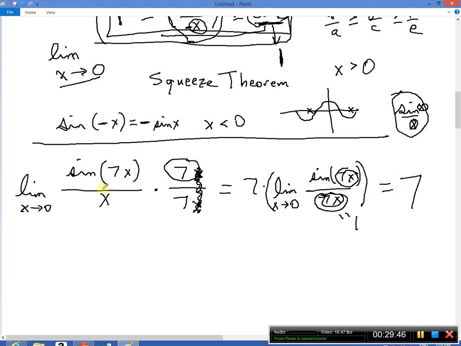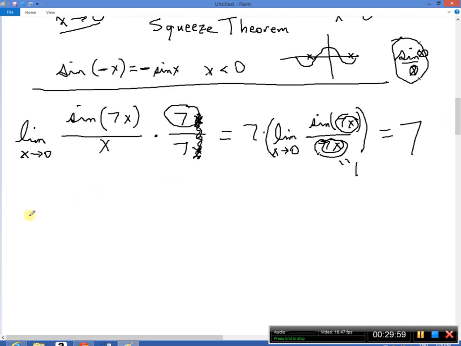So our original question, what is the limit of sine of 7x over x? Well, the answer turns out to be 7. And you can use this trick so many different ways. What if the question is, find the limit as x goes to 0 of sine 2x over sine 3x? How are we going to do that?